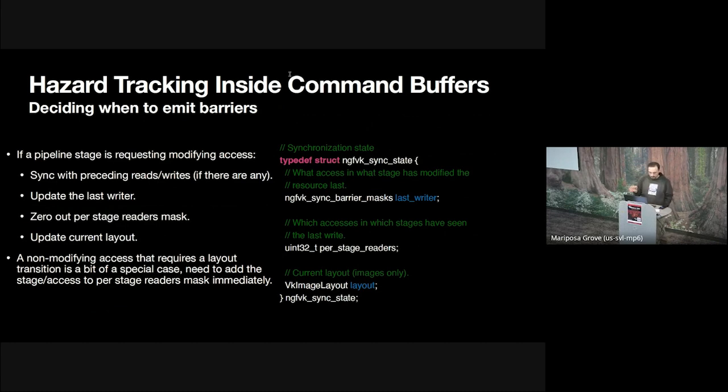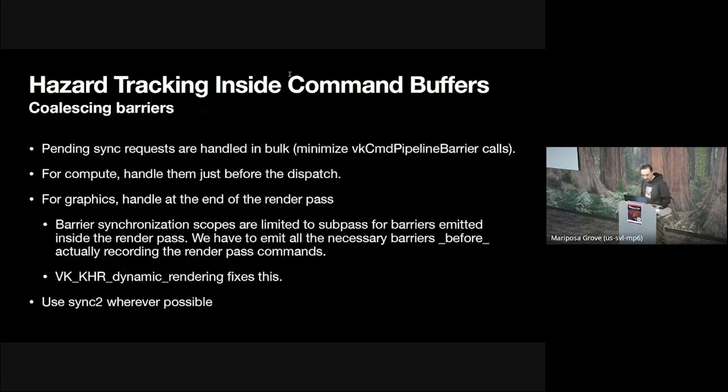And then there's also some special case handling for image layout transitions, which is kind of boring, and I don't want to get into it too deeply in the interest of time. So when I said emit a memory barrier in the previous slides, I did not mean to literally call command pipeline barrier, of course. What actually happens in NiceGraph is that when a sync request is issued, it's queued up, and then we try to handle sync requests in bulk at the very last possible moment, right?